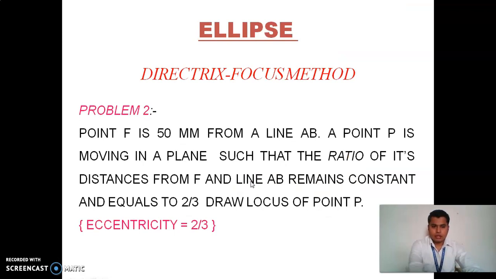Now the second thing that we can study is the directrix focus method. In this, what is given to you: point F is 50 mm from a line AB, that is F is the focus. A point P is moving in a plane such that the ratio of its distance from focus F and line AB remains constant and equals 2/3. Draw the locus of point P. Eccentricity is also given to you, that is 2/3.